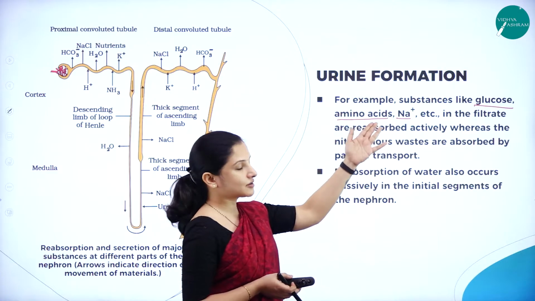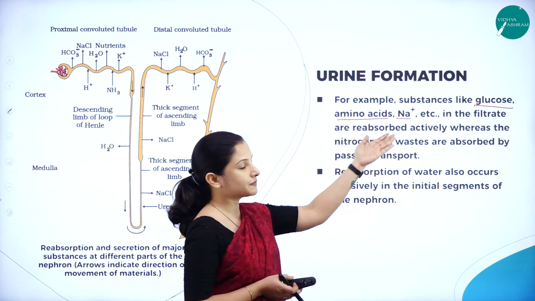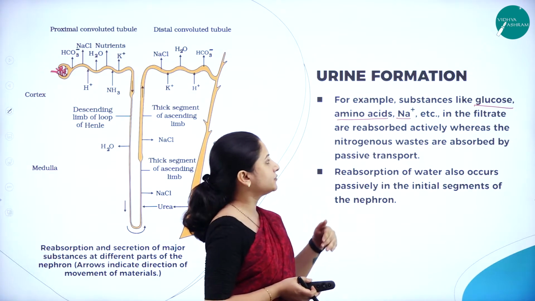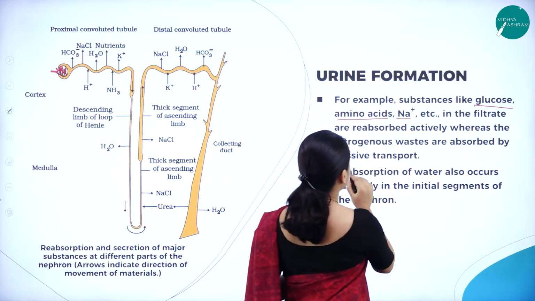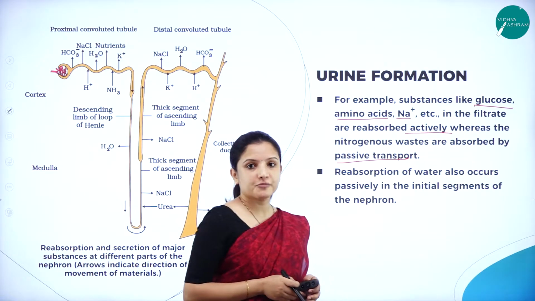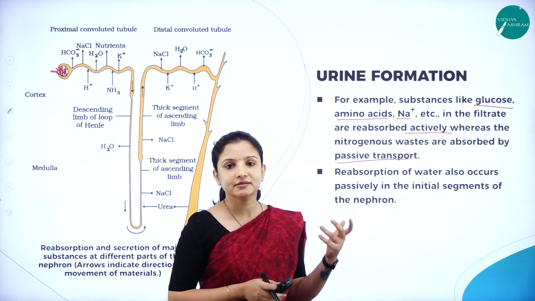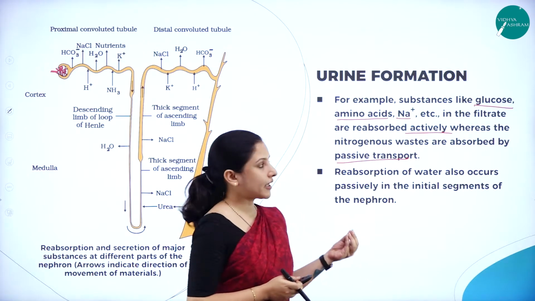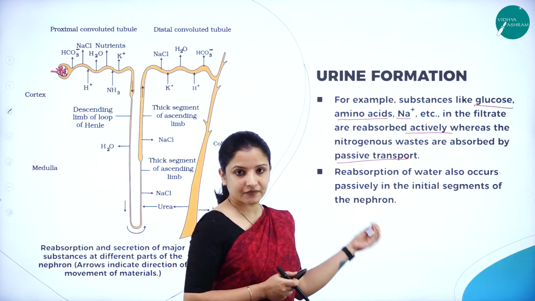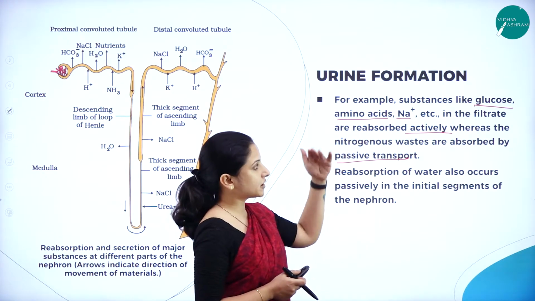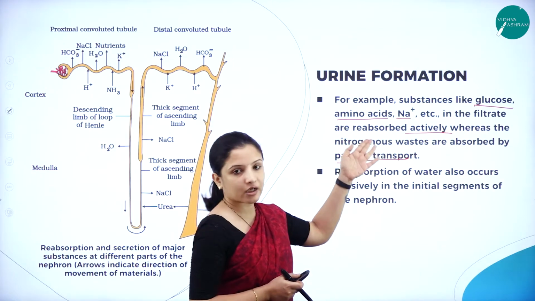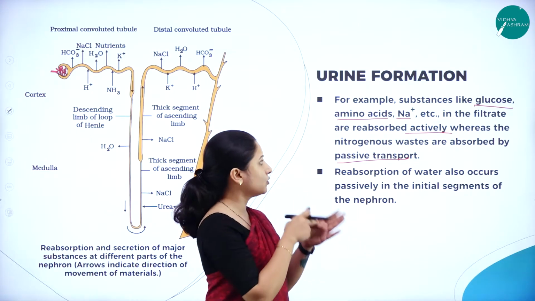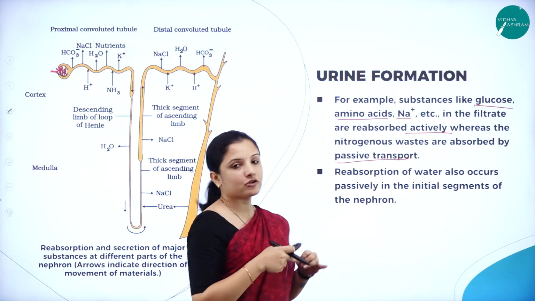Now here we have taken the example of a glomerular filtrate containing substances like glucose, amino acids, sodium ions, etc. These are actively reabsorbed, whereas the nitrogenous wastes are absorbed by passive transport. So the renal tubule is capable of active reabsorption and also of passive reabsorption. Here there is active reabsorption of substances like glucose, amino acids, sodium ions, etc. In the glomerular filtrate, there is glucose, amino acids, sodium, and there is nitrogenous waste.